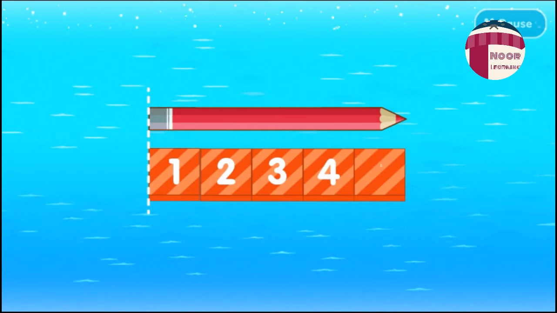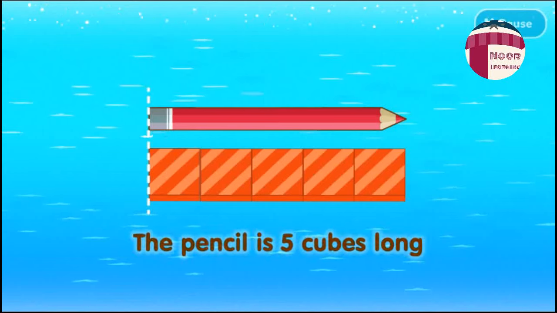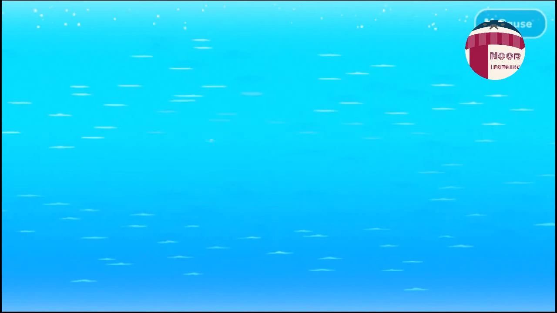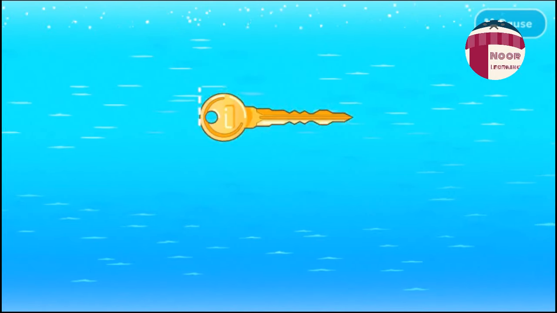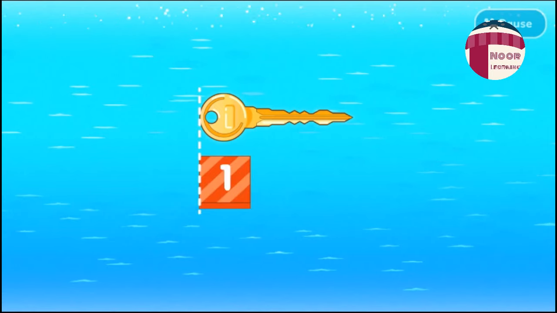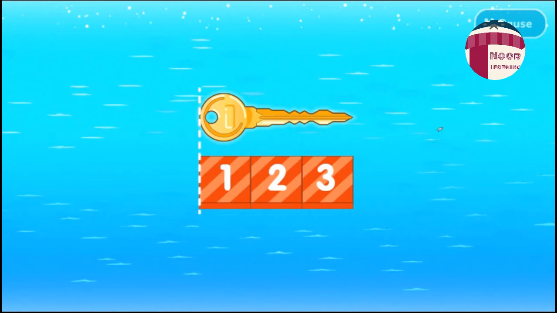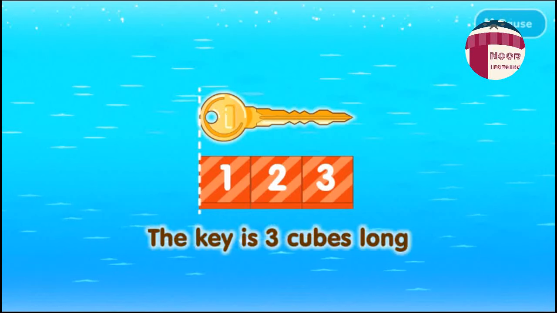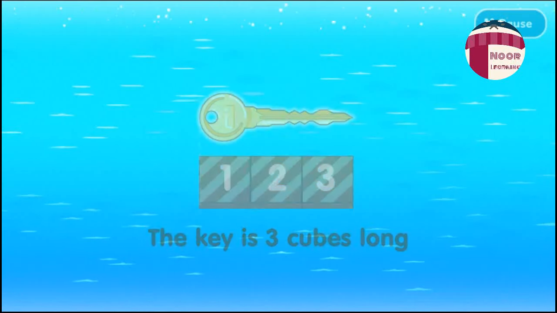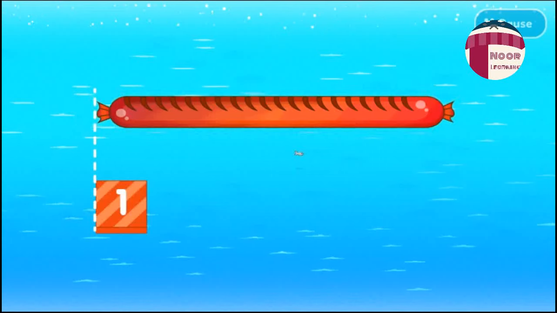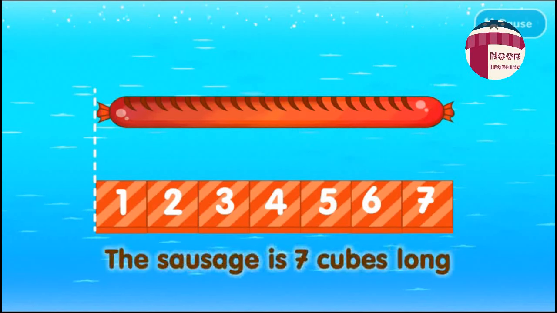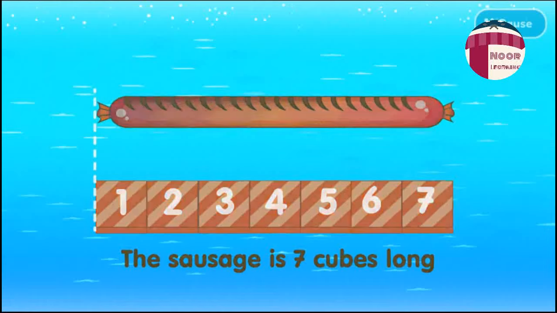Look, we used 5 cubes to measure the pencil. So we can say, this pencil is 5 cubes long. Let's make another example using cubes to measure length. This is a key. We put cubes in a straight line from the very beginning of the key to the very end. The key is 3 cubes long. What about the sausage? The sausage is 7 cubes long.